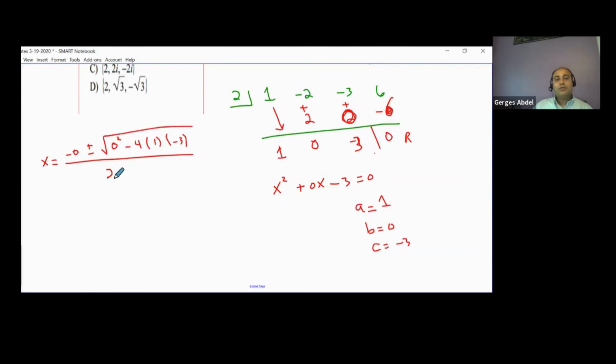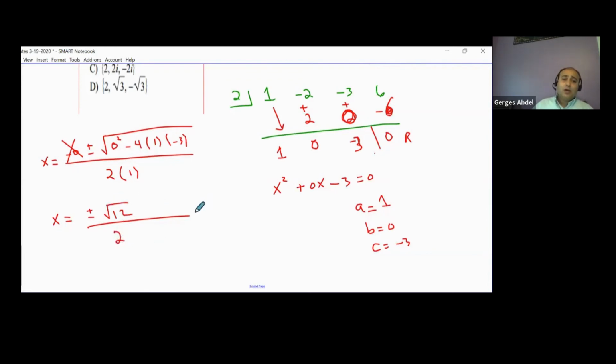Divide by 2 times A, which is 1. It gives you x equals positive or negative, obviously negative 0 is just 0, cancel out. Positive or negative square root of negative 4 times 3, that is positive 12. Square root of 12 divided by 2.